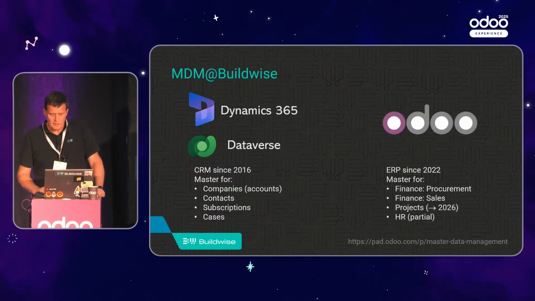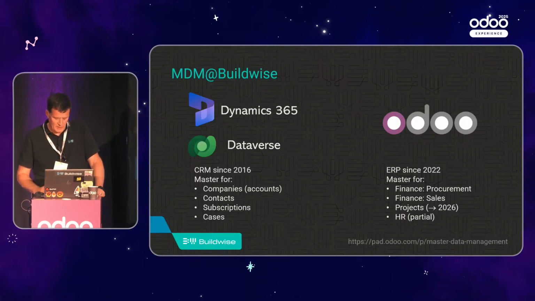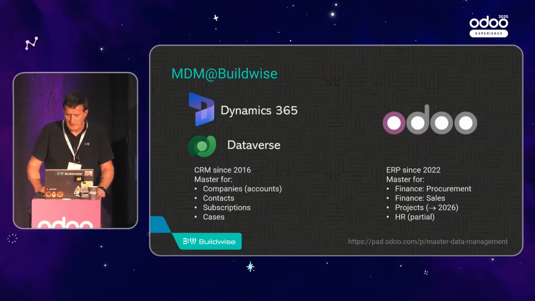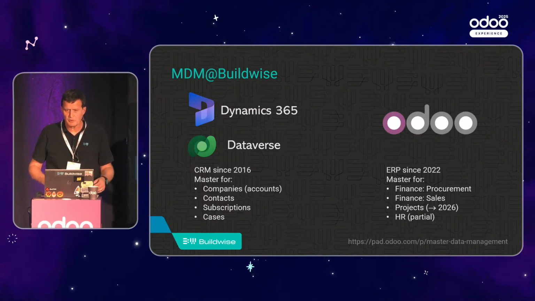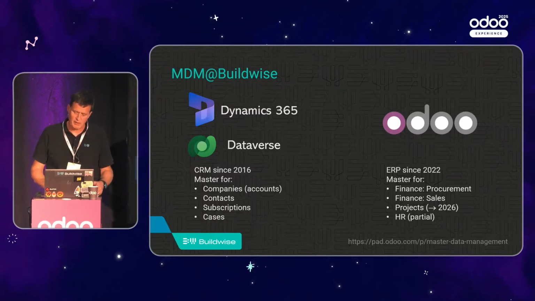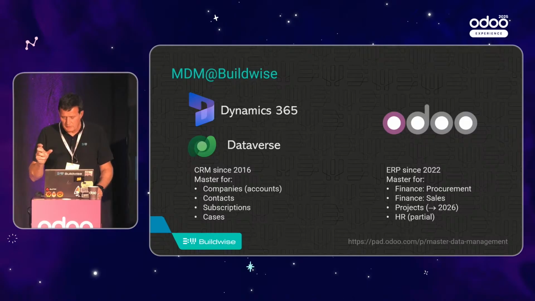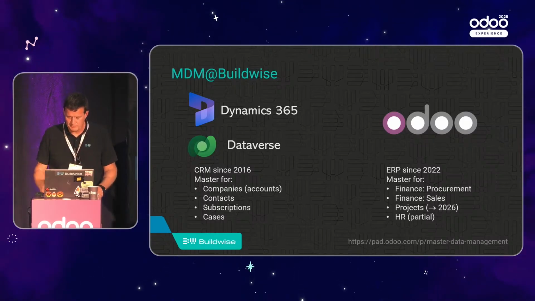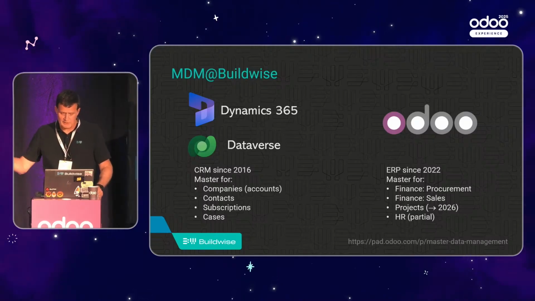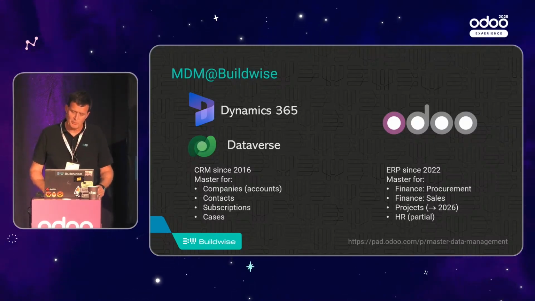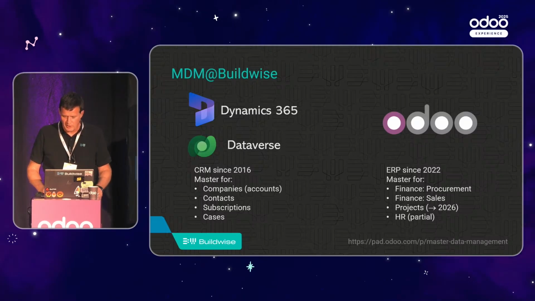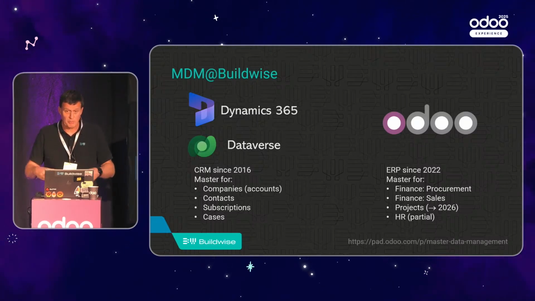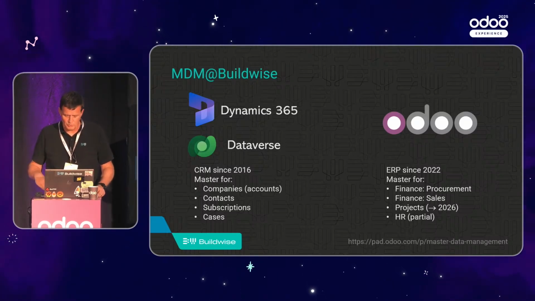Then in 2022, we did a project to implement and modernize some other processes at Buildwise. These processes were mostly financial processes, accounting, a bit of HR; for example, the time off requests are in Odoo. We are expanding the usage of Odoo within the company. For example, we now have a project to manage the projects within Odoo.